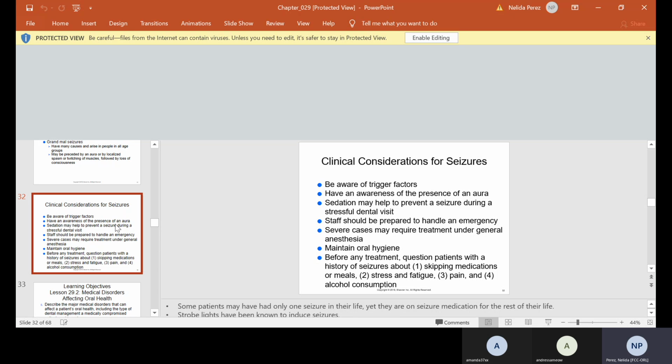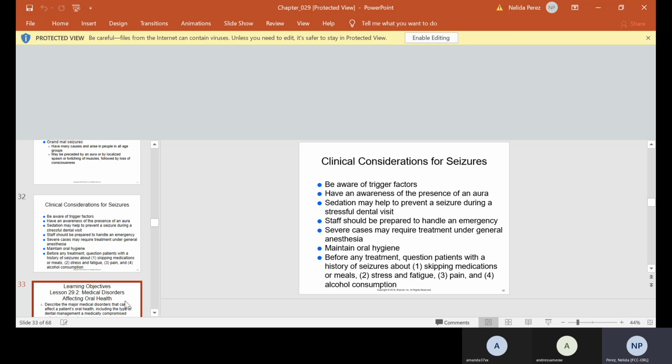Clinical considerations: be aware of trigger factors. Having awareness of the presence of an aura and using sedation may help to prevent a seizure during a stressful dental visit. Staff should be prepared to handle an emergency. Severe cases may require treatment under general anesthesia. Maintain oral hygiene. Before any treatment, question patients with a history of seizures about 1, skipping medications or meals, 2, stress and fatigue, 3, pain, and 4, alcohol consumption.